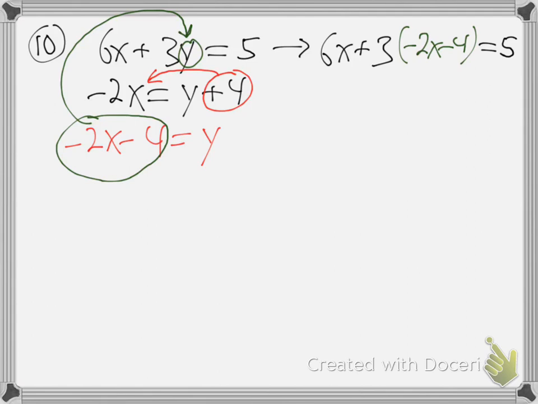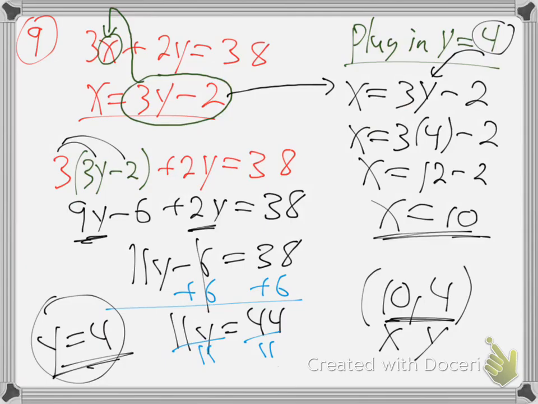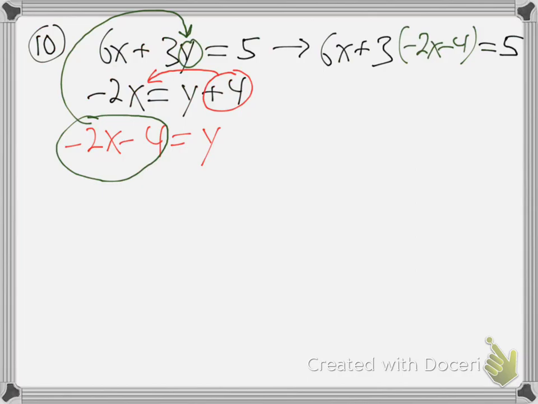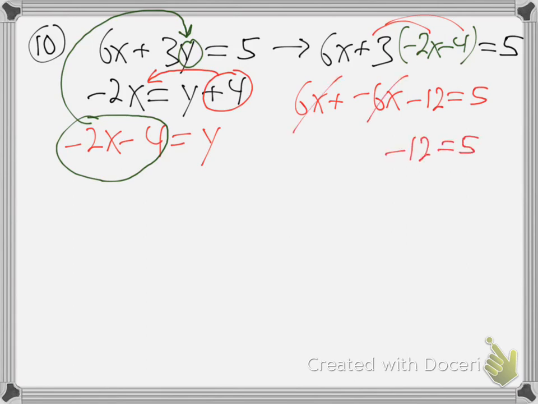Just pop it in. So that's the same thing we did in the last problem. You can get an x or a y alone. That's what we did back here, right? X was alone. Plug it into the other equation, huh? So same thing. Okay, so now we've got to work this out. What do we got? 6x plus, that 3 is going to distribute. Minus 6x minus 12 is 5. 6x minus 6x, it's gone. Minus 12 equals 5.